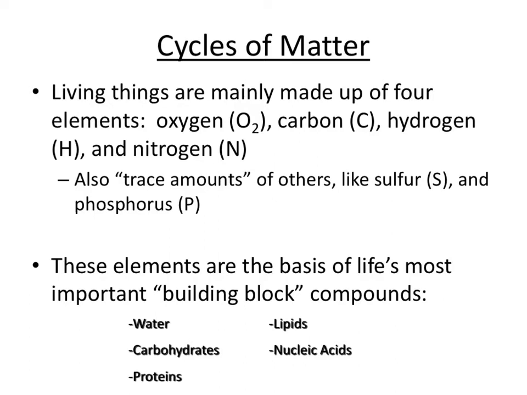So this slide really reviews what we learned about in the previous chapter. You've got some major elements that living things are made of, including oxygen, carbon, hydrogen, and nitrogen, also sulfur and phosphorus. It's these first four that we're most concerned about. In fact, it's oxygen, carbon, and nitrogen that become the biggest deals when we look at nature.